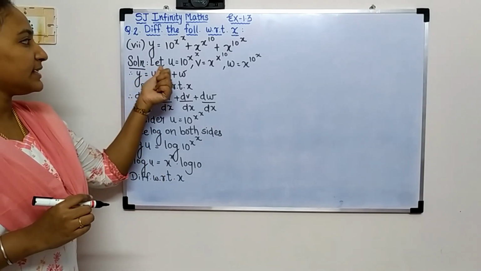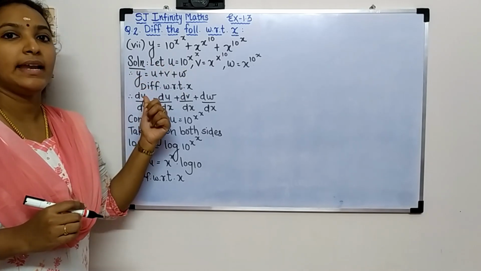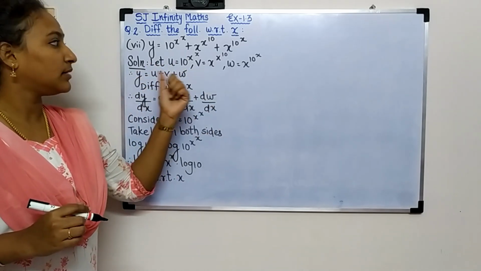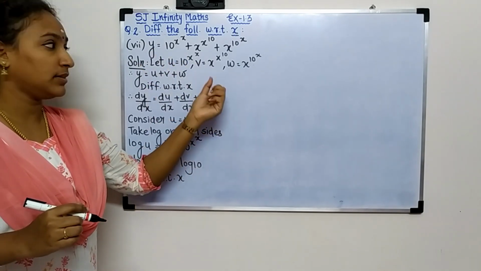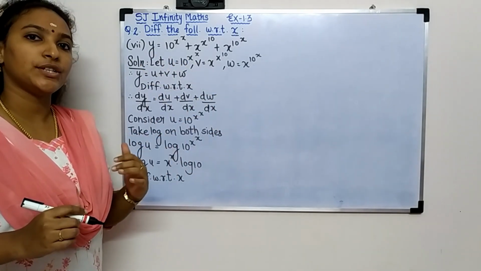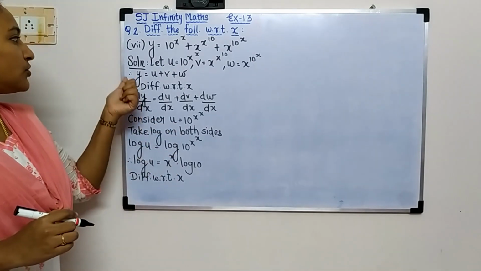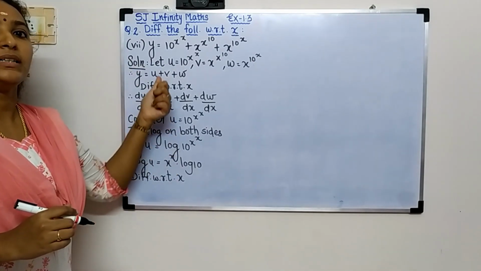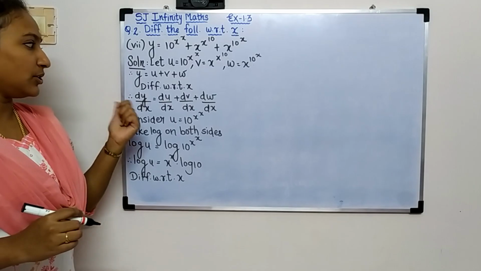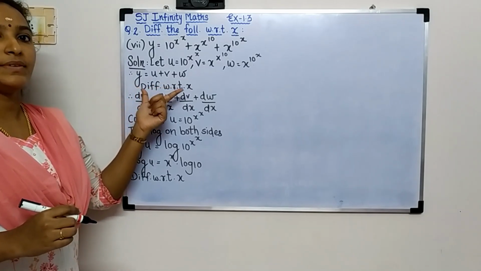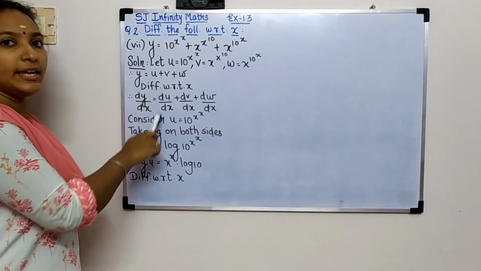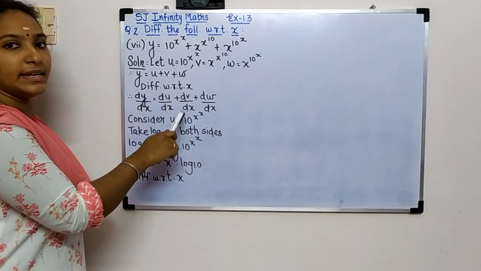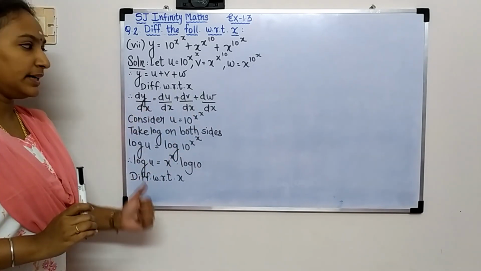Okay. So let us consider u as 10 raised to x raised to x, v as x raised to 10, and w as x raised to 10 raised to x. So our y becomes u plus v plus w. When you differentiate this with respect to x, we get dy by dx equal to du by dx plus dv by dx plus dw by dx.